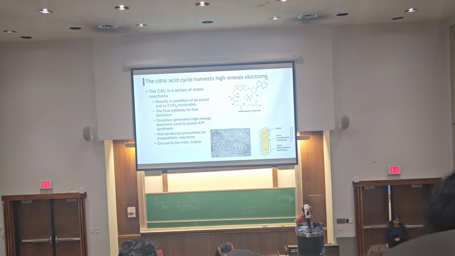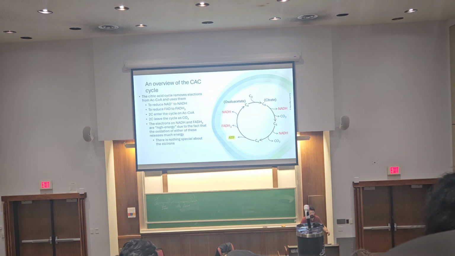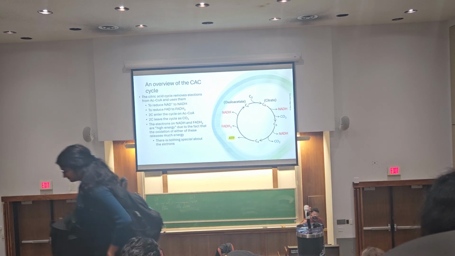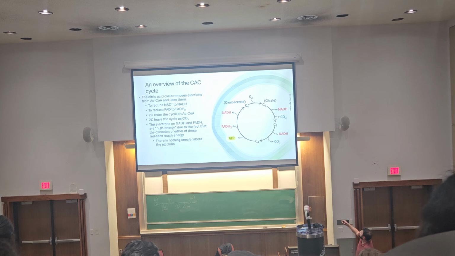So here we have an overview of the citric acid cycle. The citric acid cycle removes electrons from the acetyl-CoA to reduce NAD plus to NADH; we're going to get 3 NADH molecules. It also reduces 1 FAD to FADH2. 2 carbons enter the cycle as acetyl coenzyme A, and through 1 turn, 2 carbons leave the cycle as carbon dioxide, here and here. So 2 carbons in as acetyl-CoA, 2 carbons out as carbon dioxide.